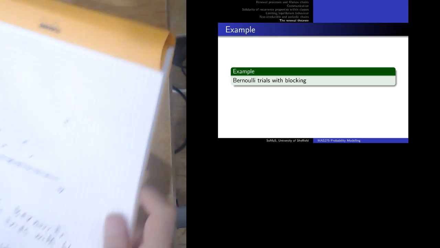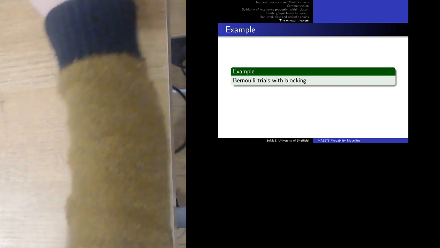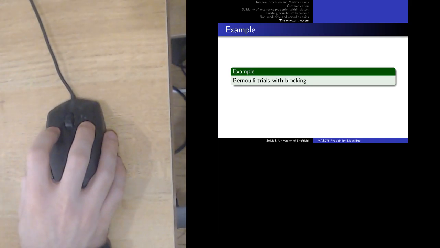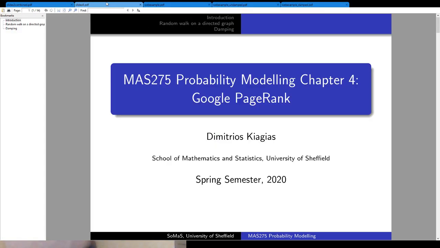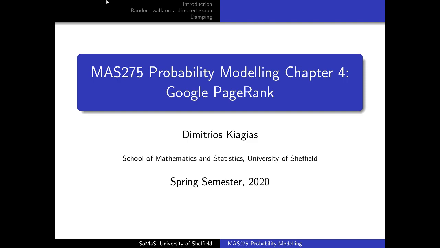For the rest of this session, we're going to do the next chapter, which is very different. I'm going to have a good time talking about new things. So, chapter 4 is called Google PageRank. PageRank is a system of classifying web pages on the internet, which was used by Google to help their search engines. It's not really used nowadays anymore.